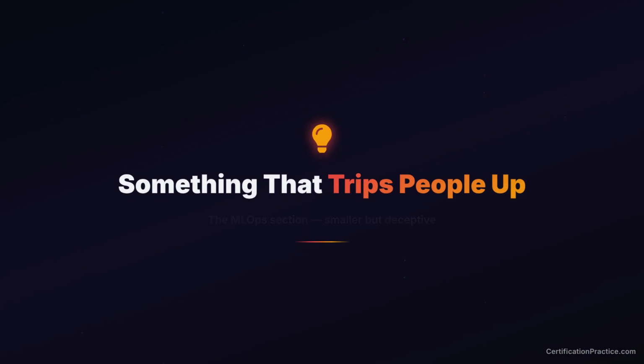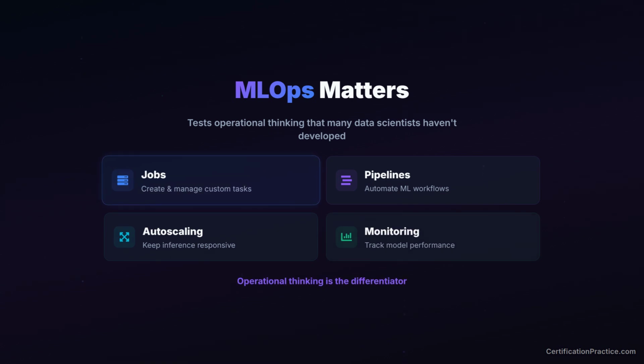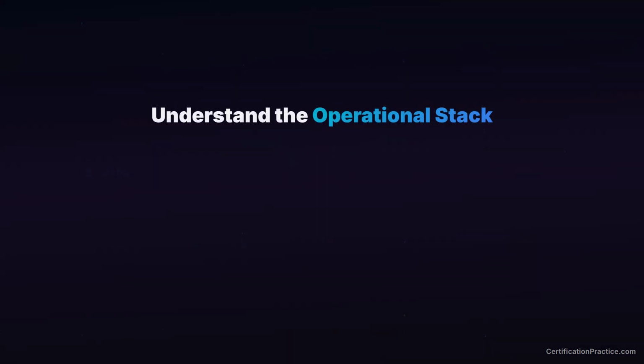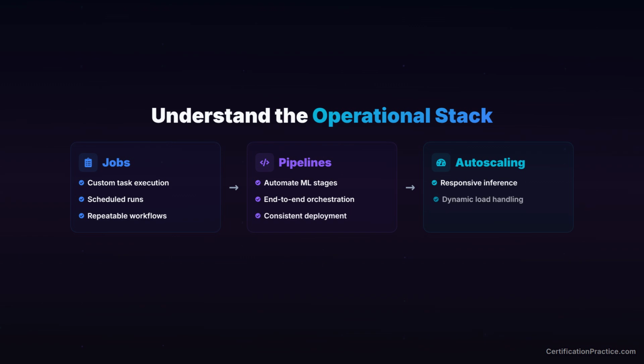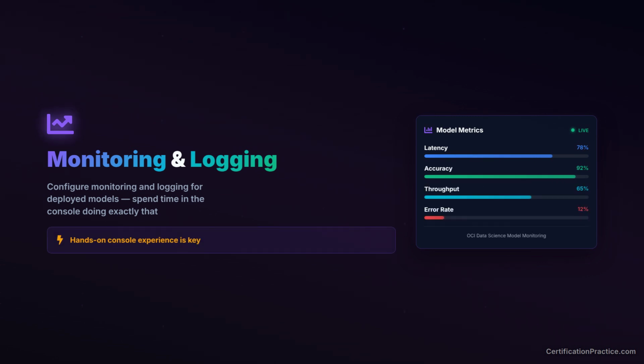Now let me shift to something that trips people up. The MLOps section at 20% might seem smaller, but it tests operational thinking that many data scientists haven't developed. You need to understand how jobs work for custom tasks, how pipelines automate workflows, and how autoscaling keeps inference responsive under load. If you've never configured monitoring and logging for a deployed model, spend time in the console doing exactly that.